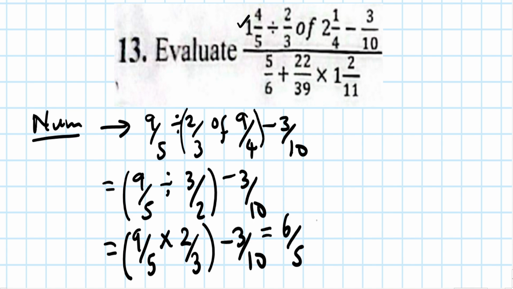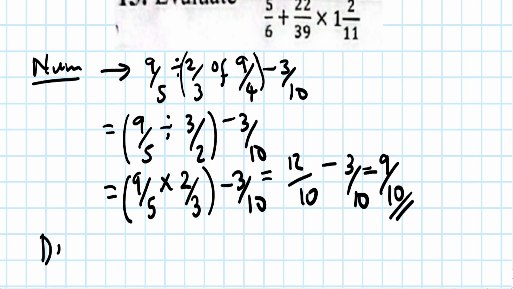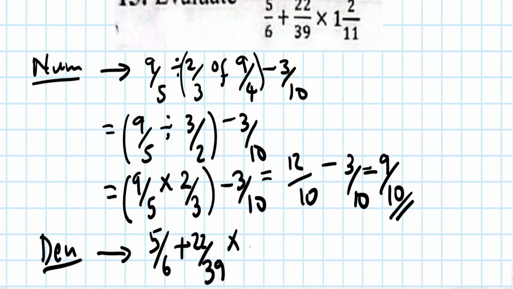So this becomes 6 over 5 minus 3 over 10. And as usual, obviously, you can multiply by 2 so that it becomes over 10. So you're going to get 6 times 2 to be 12, and 5 times 2 to be 10. Then subtract, and you're going to get 12 minus 3 is 9 over 10. So that's the numerator. And how about the denominator? The denominator is very easy: 5 over 6 plus 22 over 39 times 1 2 over 11 is written as 1 times 11 is 11 plus 2 is 13 over 11.